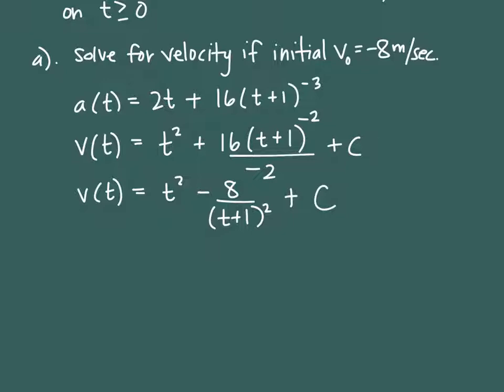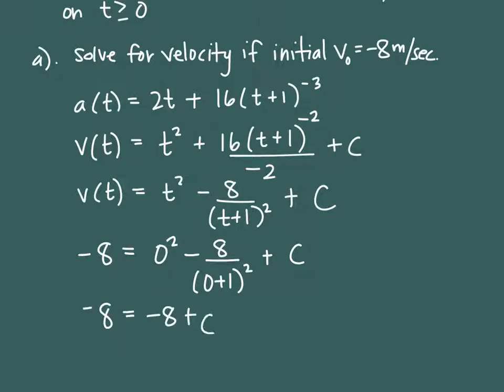I know my initial velocity is based on time 0, and it should result in a value of -8. That's what initial velocity means. Plug in time to be 0. And so the velocity is -8 when time is 0. So 0 squared is 0. 0 plus 1 is 1. So this is -8 equals -8 plus c. So c worked out to be 0 in this case.